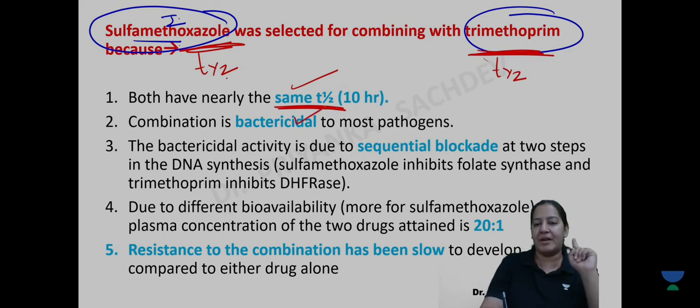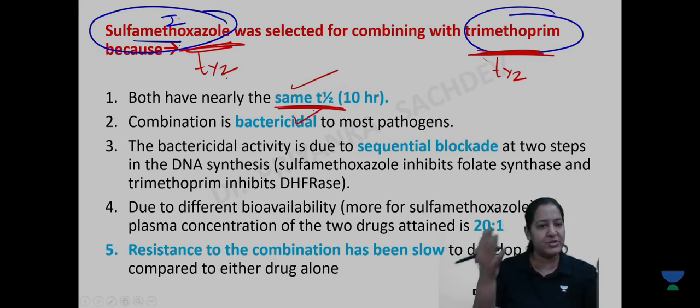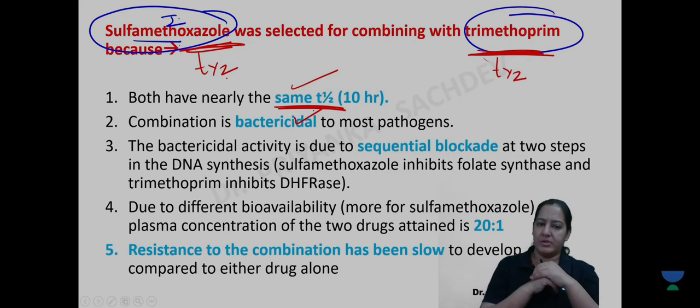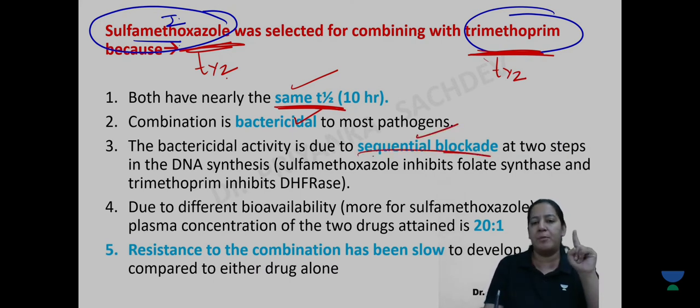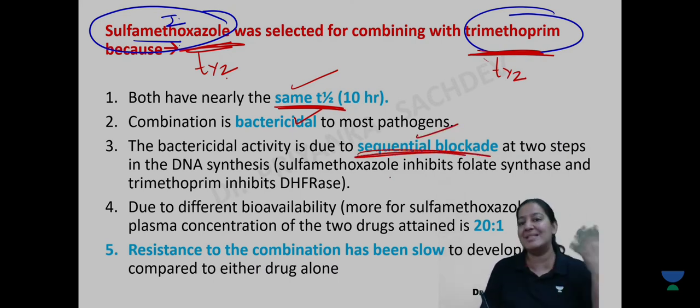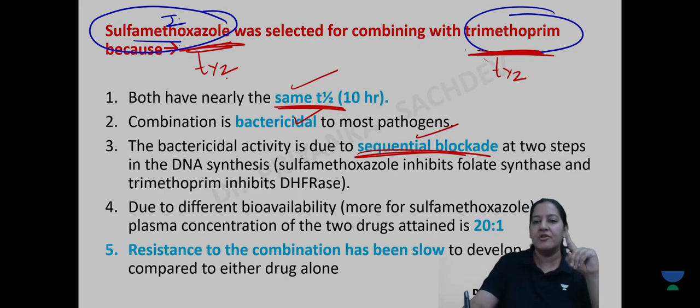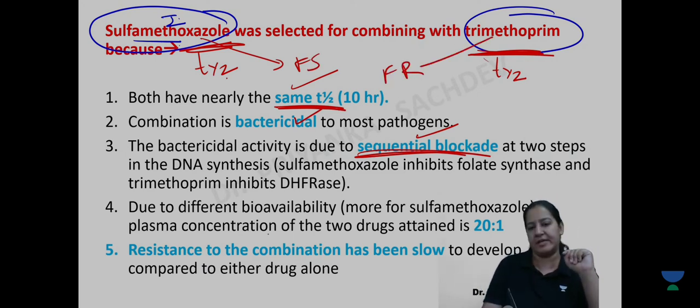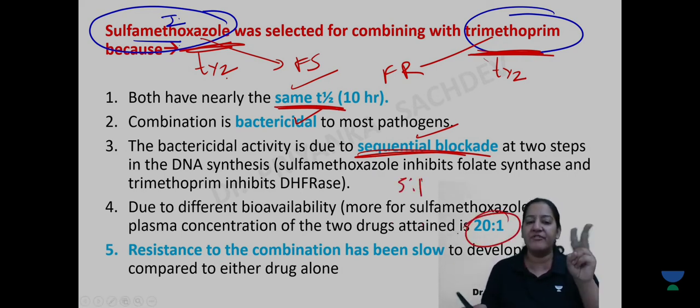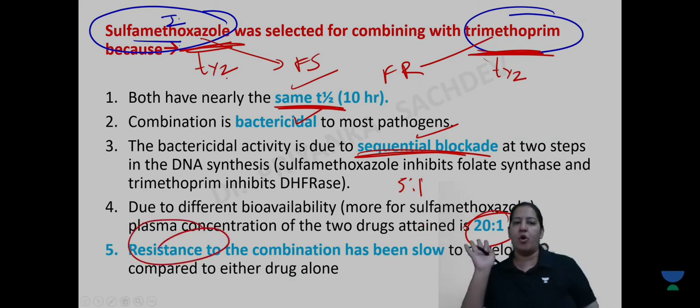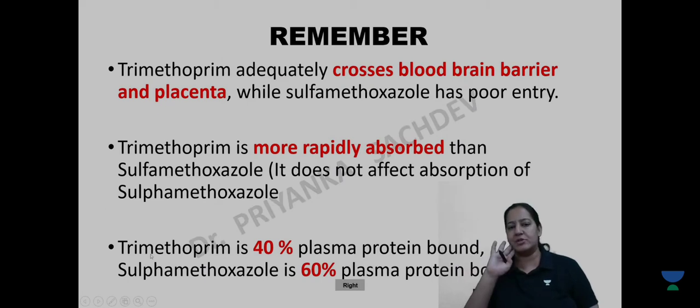The combination becomes bactericidal. Individually they are bacteriostatic, but the combination is bactericidal, right? They are doing sequential blockage. That is, they are blocking the two enzymes in sequence for the synthesis of folic acid. Sulfonamide is inhibiting the first enzyme, folate synthetase, and trimethoprim is inhibiting the second enzyme, folate reductase. That is known as sequential blockage. We are giving them in 5:1, but after going in the body, they become 20:1 because of difference in their volume of distribution. And resistance is less common with the combination. If we give the combination, resistance is less common.